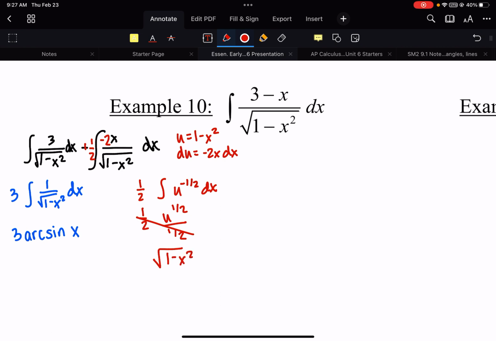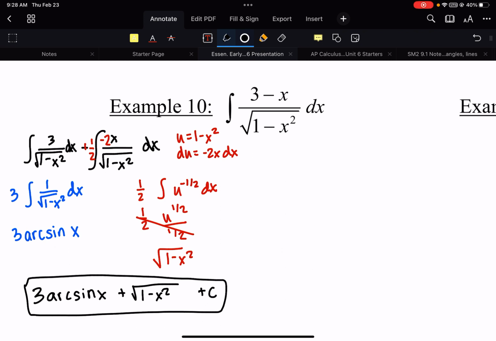Then I'm going to go ahead and put everything together. So I have my first integral, which was 3 arc sine of x, plus my second integral, square root of 1 minus x squared, and then, of course, plus the lovely c at the end. That would be one that hopefully you'll be able to kind of piece together on your own after having gone through the rest of the examples.